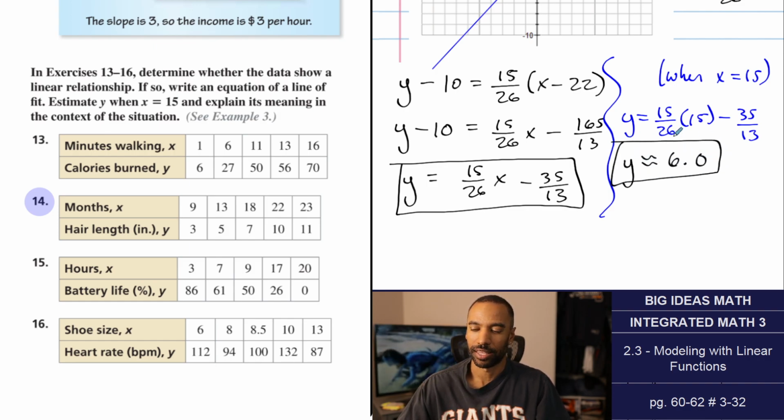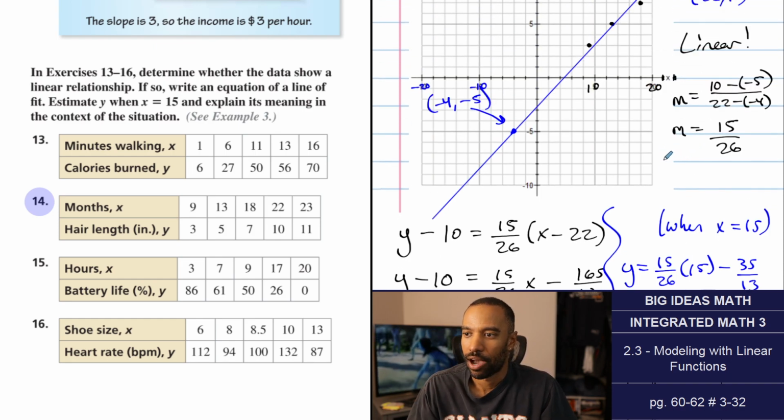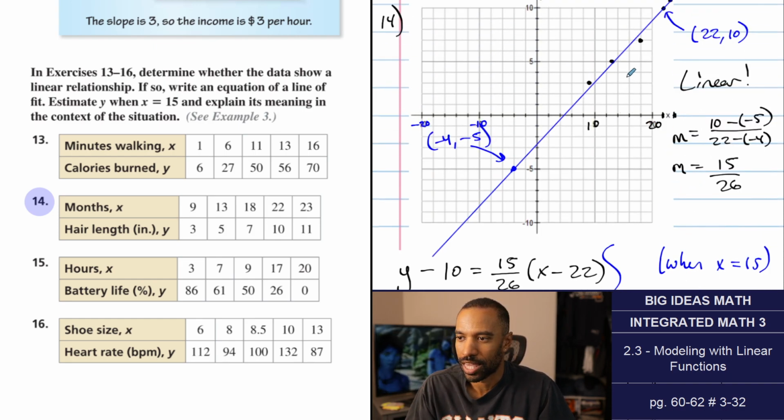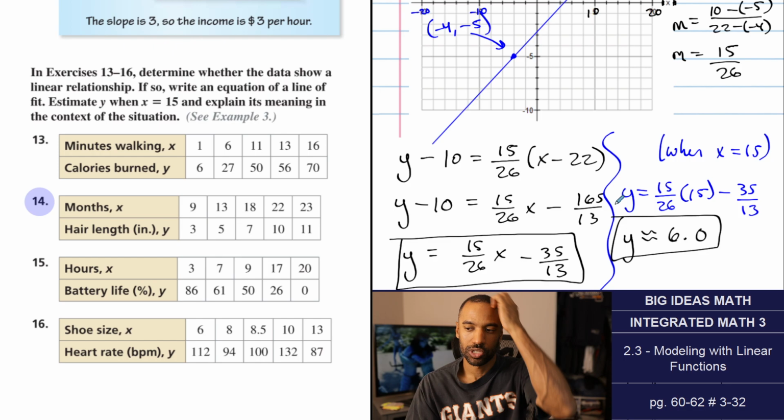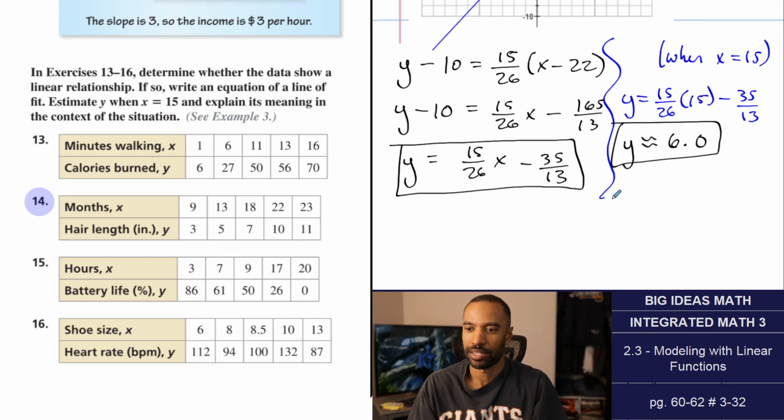So I'm just going to leave it like that, right? It's around 6. Now, when x is 15 is right there, is that close to 6? Actually, yes. Well, that's just based off my line being what my line is. So let's interpret that in context.